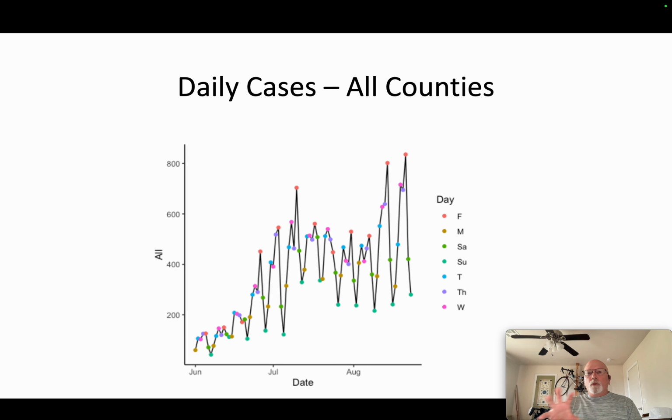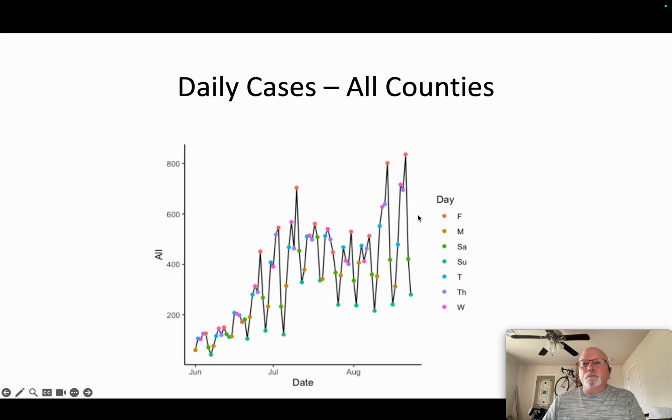So this is all counties, daily cases, and one of the things that you will notice is that there's a pattern to the data. The lowest number of cases is always on Saturday and Sunday. Saturday, Sunday, Saturday, Sunday, Saturday, Sunday. And so this is kind of what you would expect to see in data that are real, temporal patterns that vary on day of the week. Saturdays and Sundays have fewer cases because a lot of doctors' offices are closed on Saturdays and Sundays, and so you just don't see as many cases.